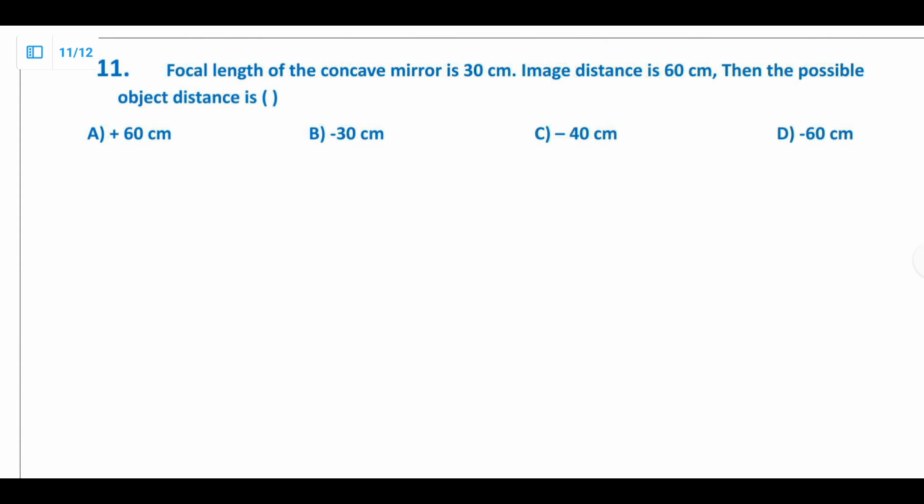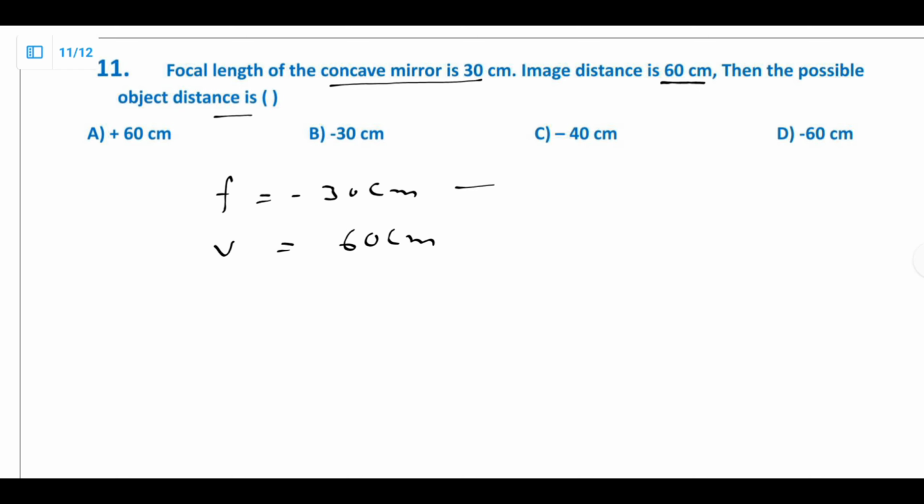Next question. Focal length of a concave mirror is 30 centimeter. The image distance is 60 centimeter. Then what is the possible object distance? The focal length of the concave mirror, f equals to minus 30 centimeters, because it is a concave mirror, focal length is taken negative. And image distance equals to 60 centimeter. Then the possible object distance is asked.